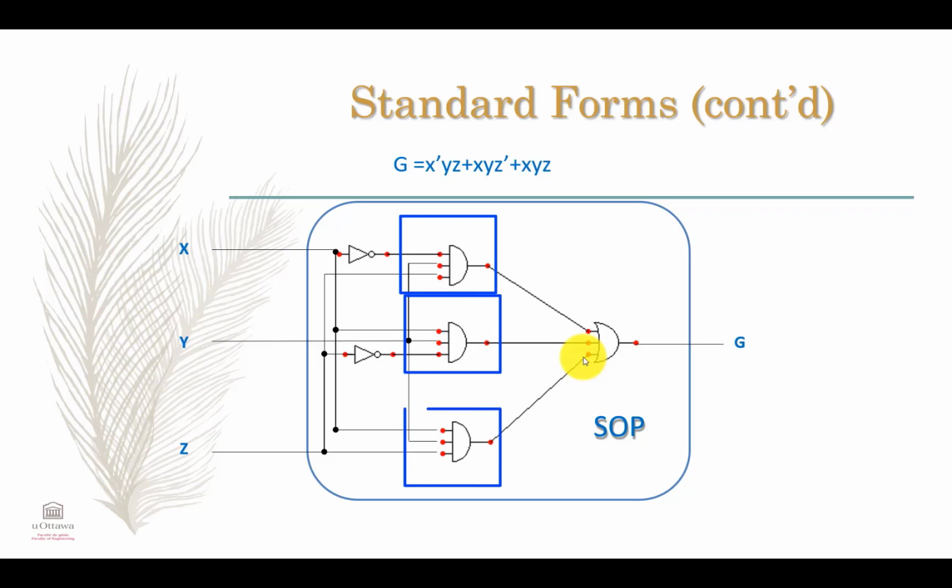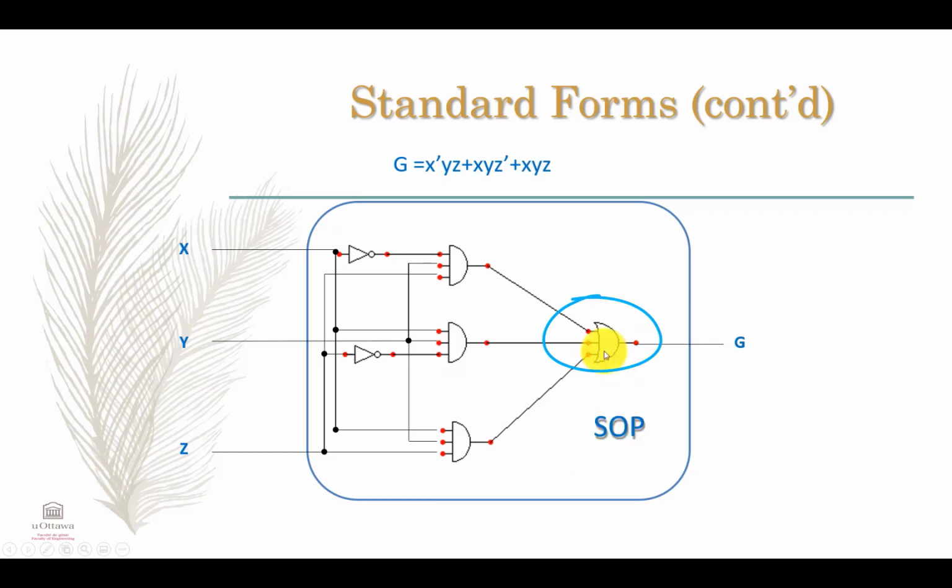This function will be implemented by multiple ANDs, and at the end they will be ORed. So I have X prime, so I have to negate it. Then Y and Z, just here I have Y, and here I have Z. That's for the first minterm. For the second minterm, I have X, Y, Z prime.